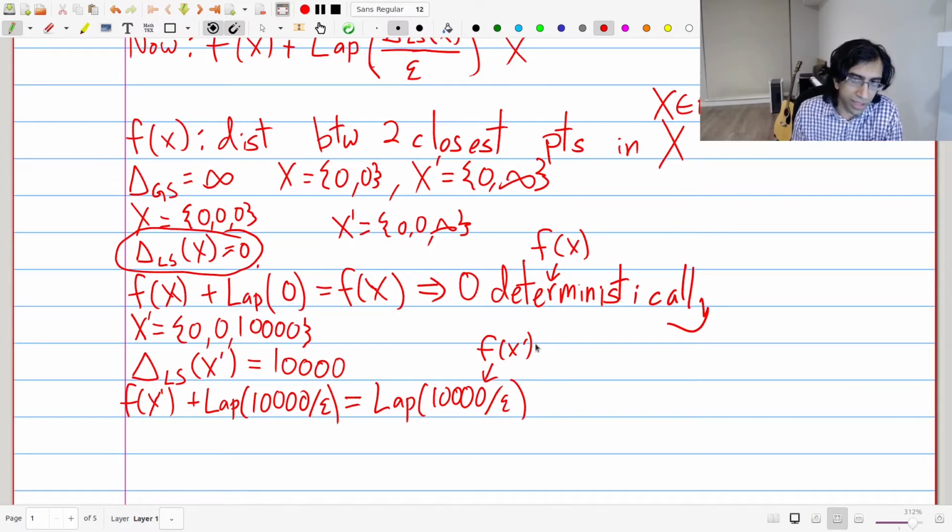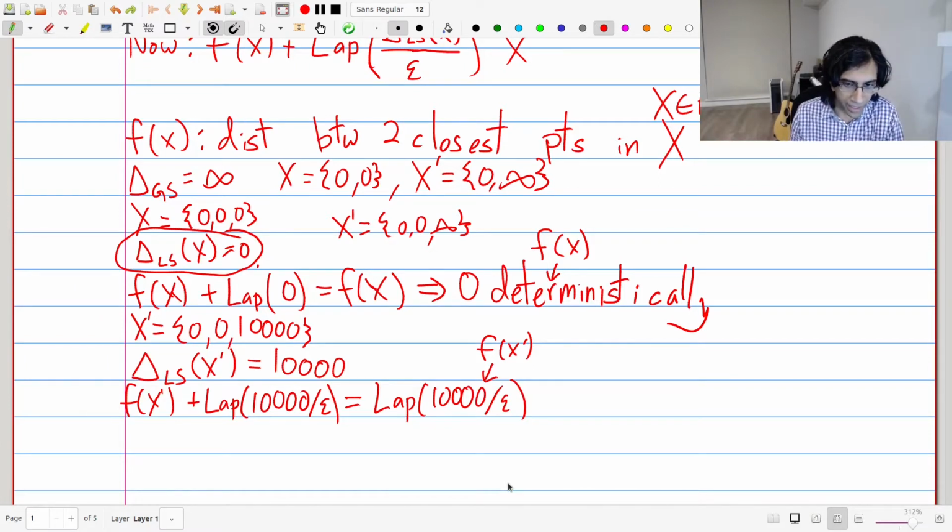In other words, these are two neighboring databases, but the function when evaluated on these two neighboring databases is going to be very different. In particular, you'll be able to very easily distinguish between the number 0 and a sample from Laplace of 10,000 over epsilon.